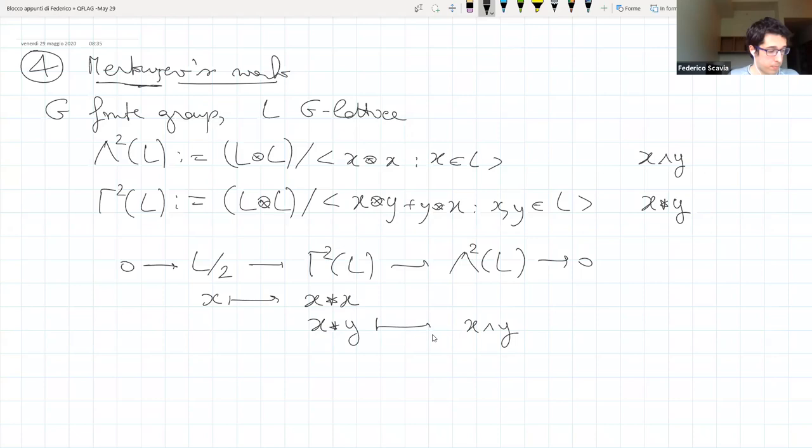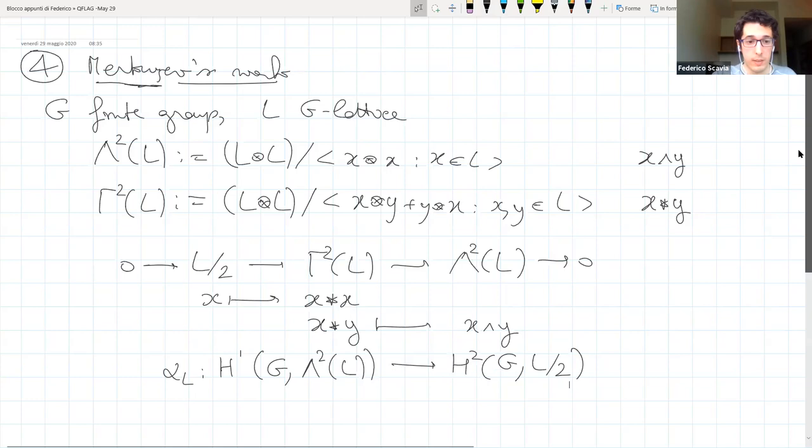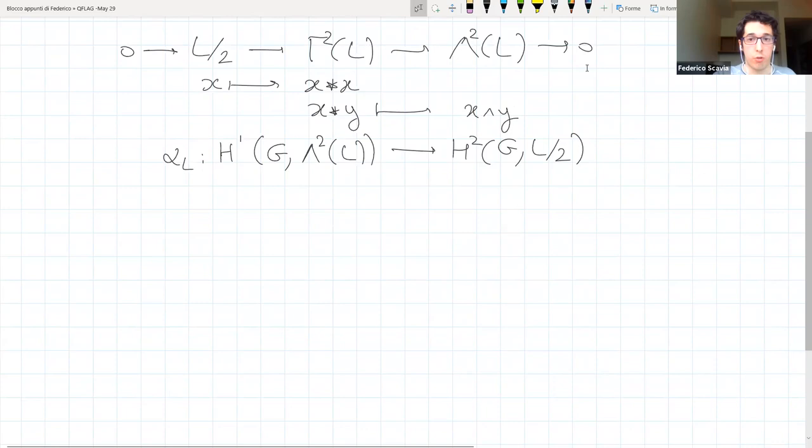And this sequence is split as a sequence of abelian groups because the exterior square is free as an abelian group, but it's non-split as a G-equivariant short exact sequence. And in particular, there will be this connecting homomorphism, which is going to be important. Okay, so this one can do for any lattice.